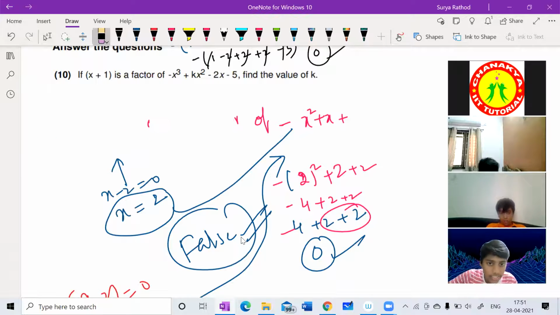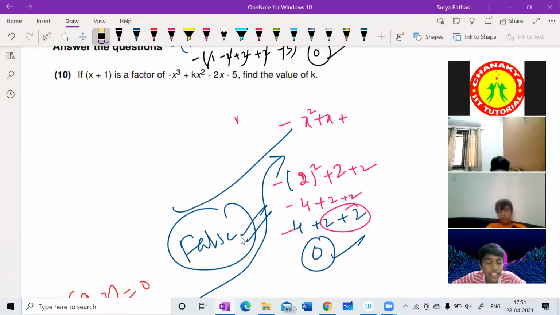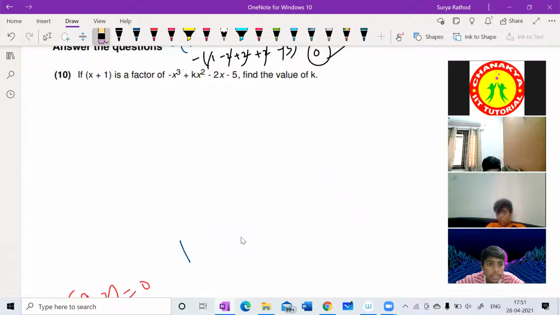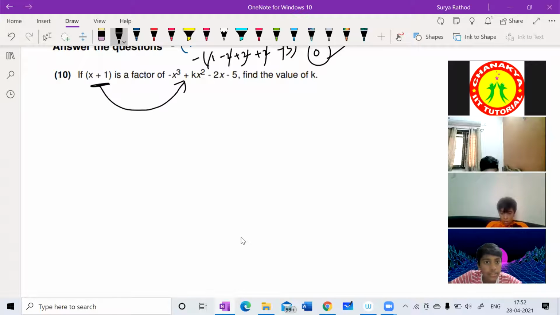Let me erase this now. Let me create some space here. Very good. X plus 1 is a factor of that. See here, no need of checking. He is saying that x plus 1 is a factor of this, so it must be a factor. So what am I supposed to do now? X plus 1 is equal to 0, which means x is equal to minus 1.